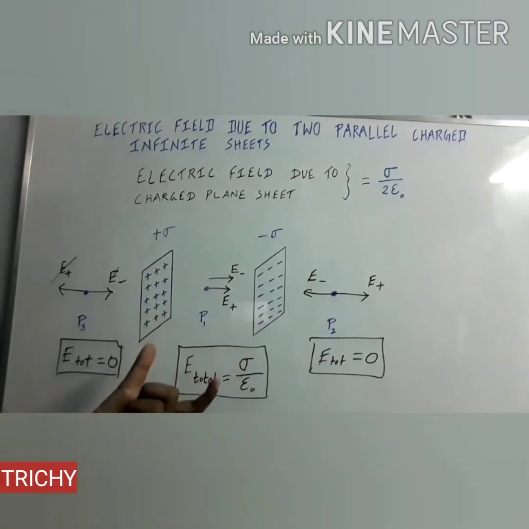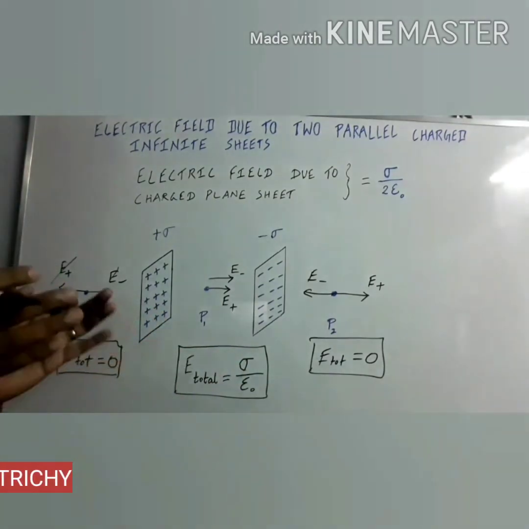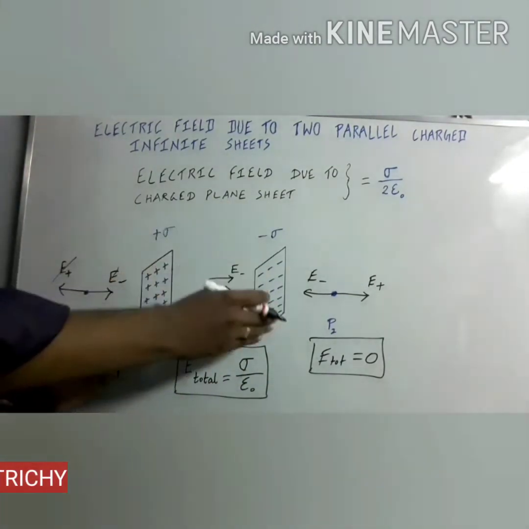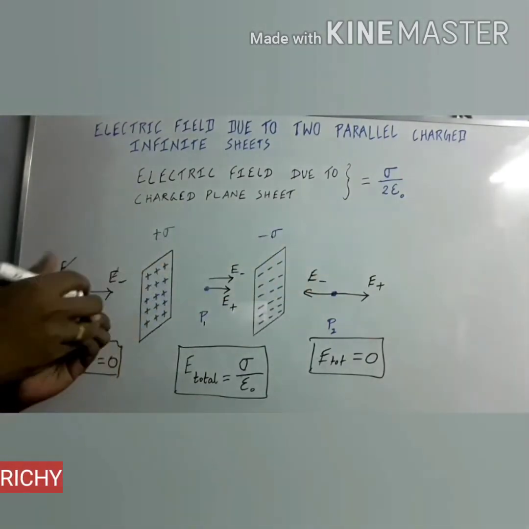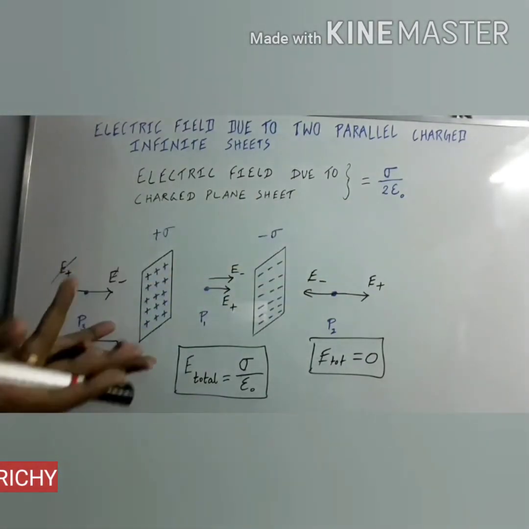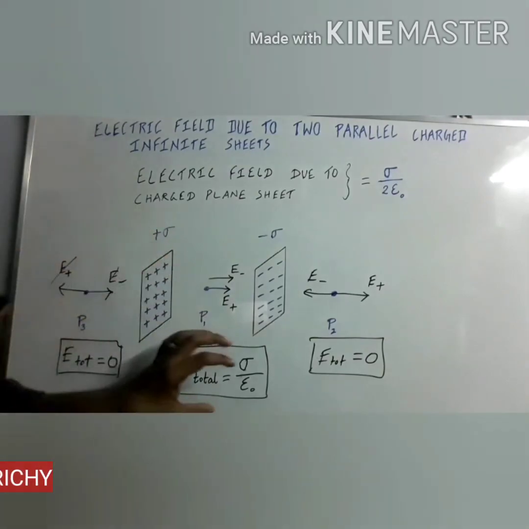From here you can get the idea. The electric field exists in between the two charged plane sheets, not outside. At the outside there will be no electric field. Net electric field will be 0. In between the charged plane sheets there will be an electric field.